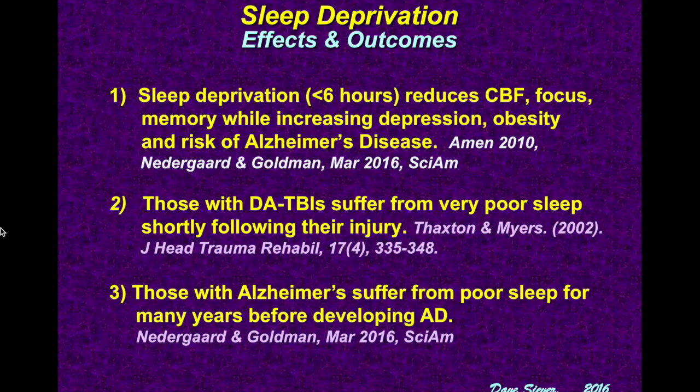As you may have noticed, I've been talking about sleep deprivation in all of these people who are struggling with thalamocortical interrupts relating to TBIs. Well, sleep deprivation is certainly important. And take a look at all these studies on sleep deprivation and how they do cause brain dysfunction, Alzheimer's, and chronic traumatic encephalopathy. Here's one study. Sleep deprivation under 6 hours reduces cerebral blood flow, focus, memory, while increasing depression, obesity, and risk of Alzheimer's disease.